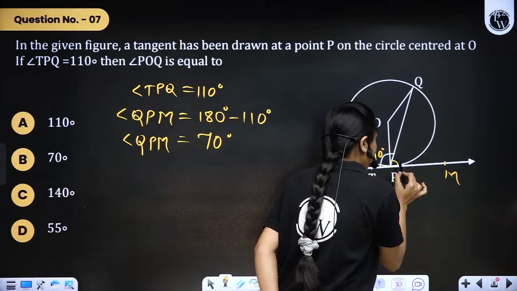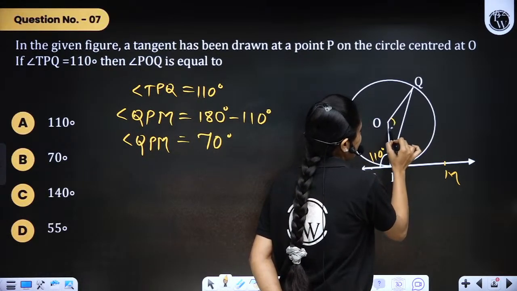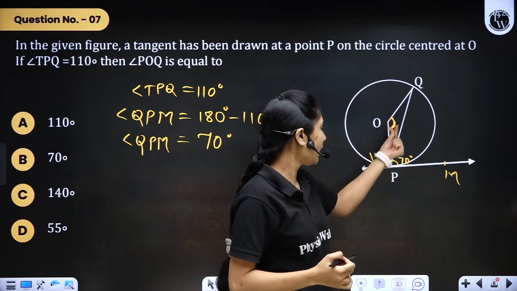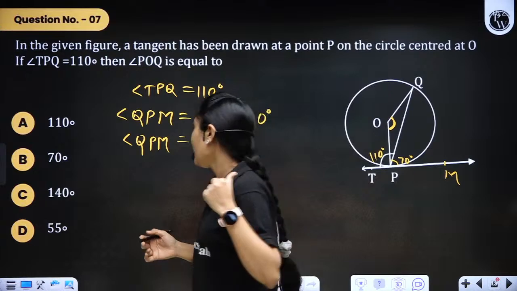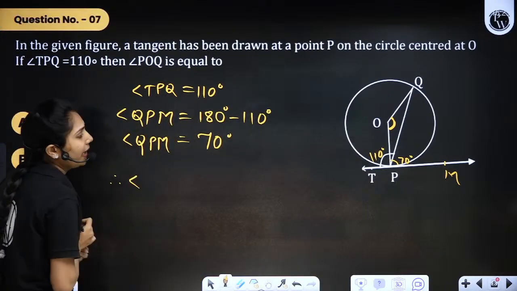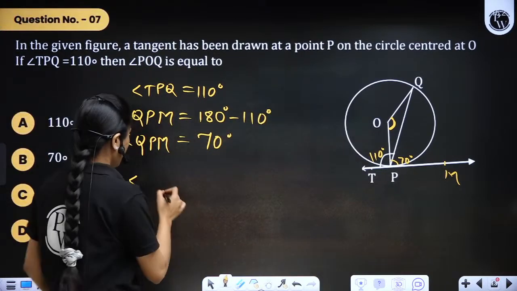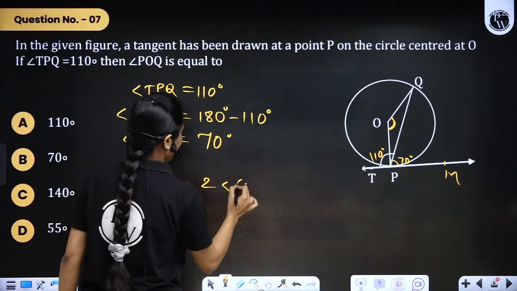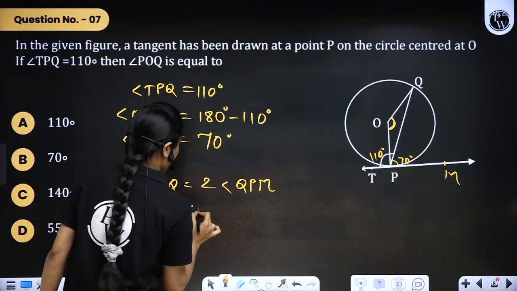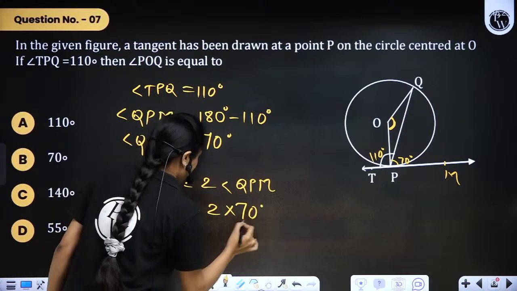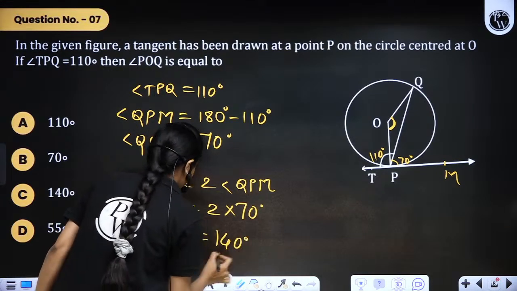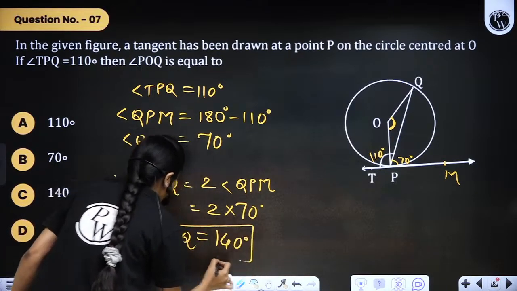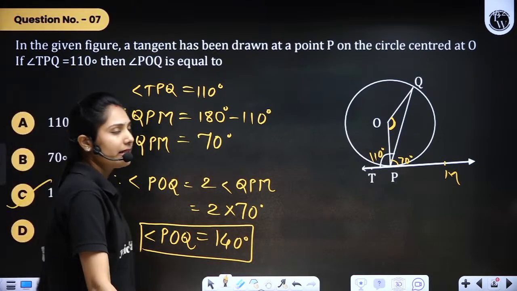Now since this angle is 70 degree, this particular angle should be double of this, right? So therefore angle POQ is 2 times angle QPM, which is 2 into 70, that is 140 degree. So angle POQ is 140 degree. Option number C. Okay, beta.